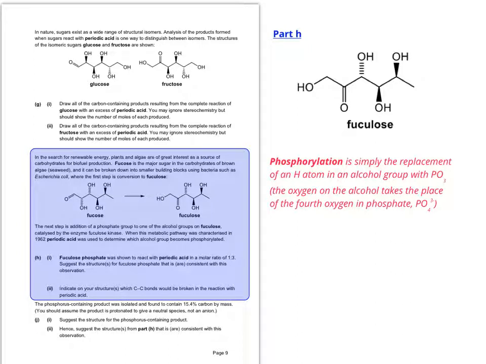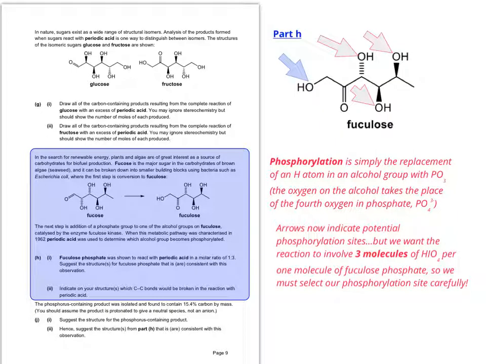So let's take a moment to think about the phosphorylation they're talking about. Phosphorylation is simply the replacement of the H atom in an alcohol group. So you've got four possible alcohol groups that this could happen in on fuculose. And instead of PO4, you get PO3, but attached to that oxygen. One of the hydrogens written on the OH groups will come off and PO3 will come on. In line with what the question tells us, these are the 4 phosphorylation sites.